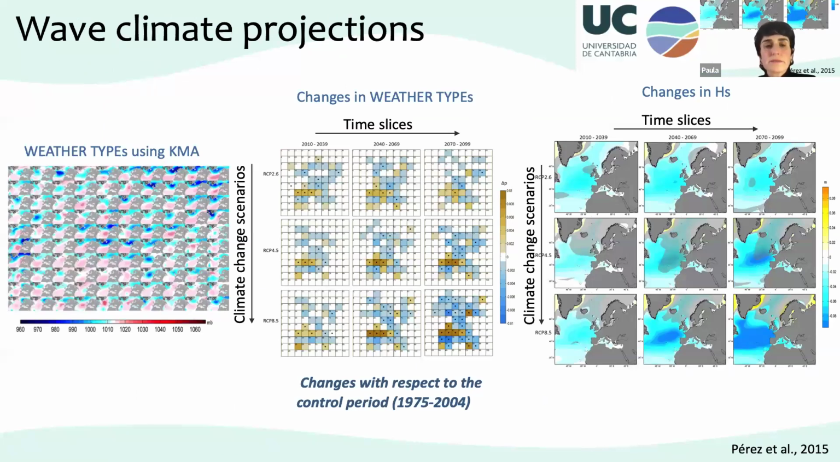For example, this has been applied to obtain the wave climate projection in Europe. The first step is to define what the weather types could be, in this case over the North Atlantic Ocean. Then we can calculate the changes of the weather types for different climate change scenarios and time slices. And then we can see what the changes are in the significant wave height.